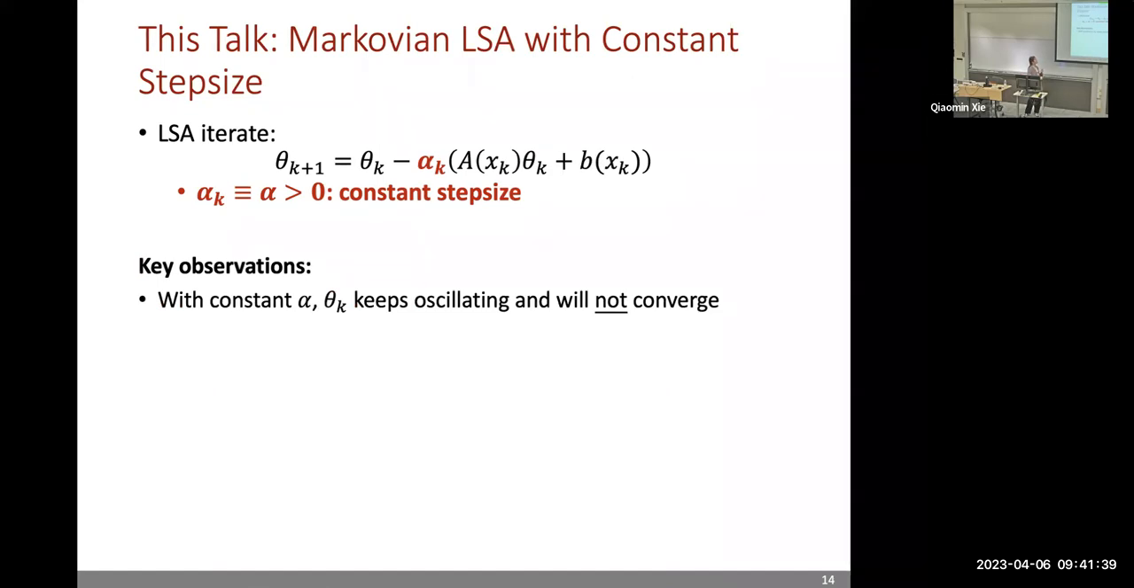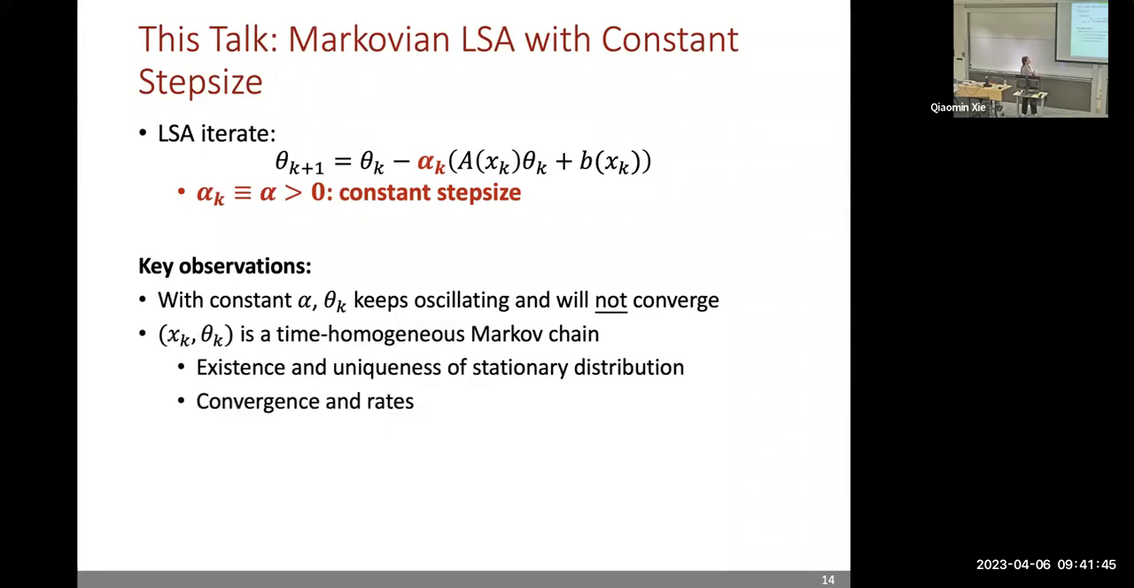In particular, the way we can analyze the limiting or the transient behavior of the theta k is by looking at the joint Markov chain that's formulated by both the xk that generates the data and the parameter theta k sequence together. Importantly, only under the constant step size, these two parameters together can form a time homogeneous Markov chain.